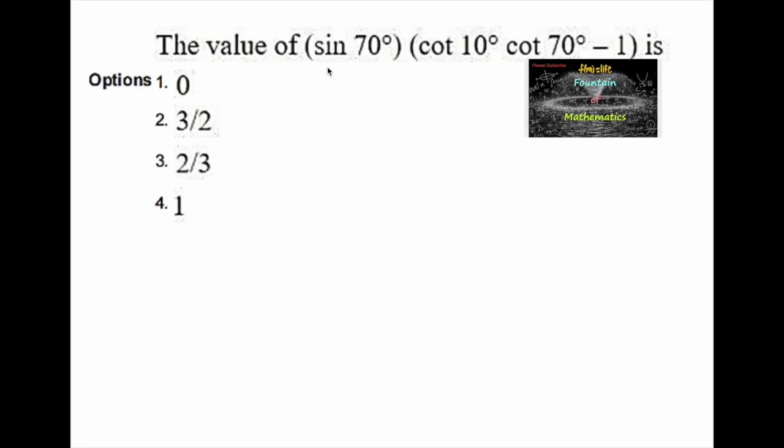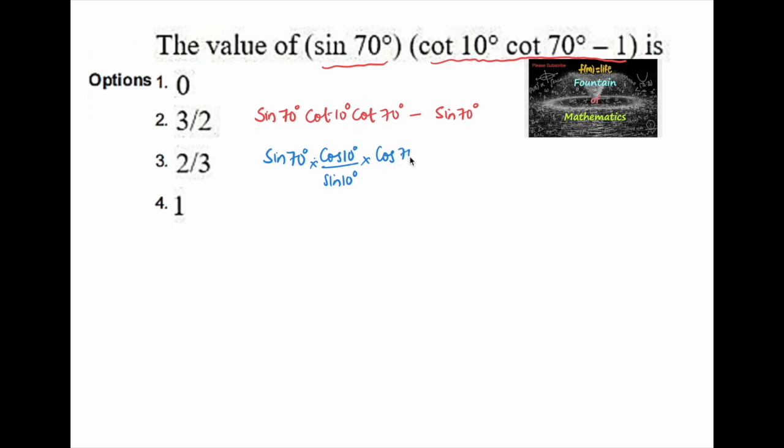We need to find the value of sine 70 degrees times cot 10 degrees cot 70 degrees minus 1. Let us simplify this. Sine 70 degrees into cot 10 degrees into cot 70 degrees minus sine 70 degrees. So we can write sine 70 degrees into cot is nothing but cos by sine, so cos 10 degrees by sine 10 degrees into cos 70 degrees divided by sine 70 degrees minus sine 70 degrees divided by 1.